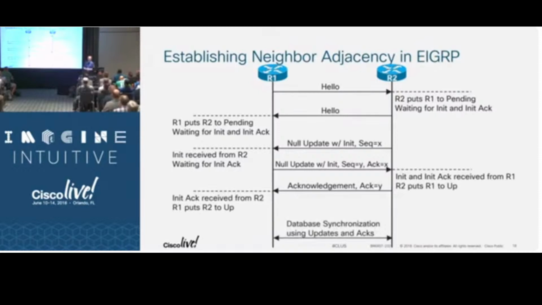So once again, if we talk about this section here, null update with init, null update with init, and acknowledgement here, this is really like TCP SYN, SYN ACK, ACK. This is how it works in EIGRP. Now, what can go wrong in this process?